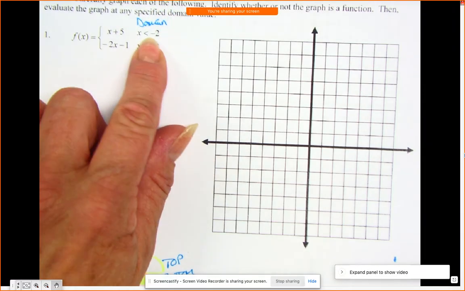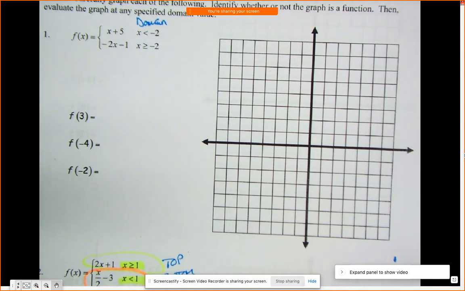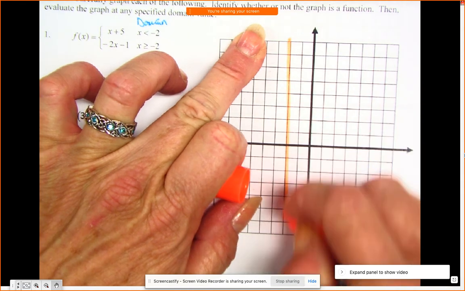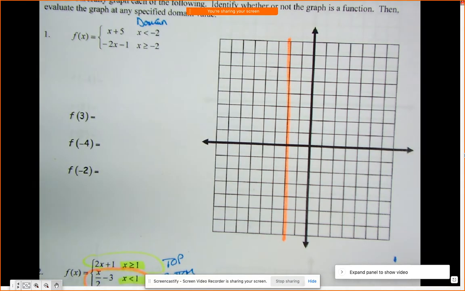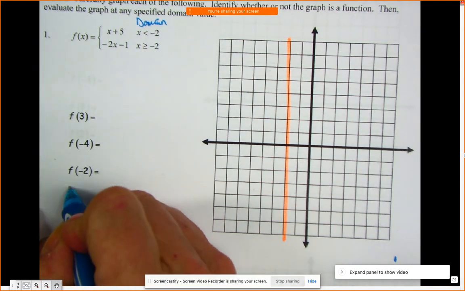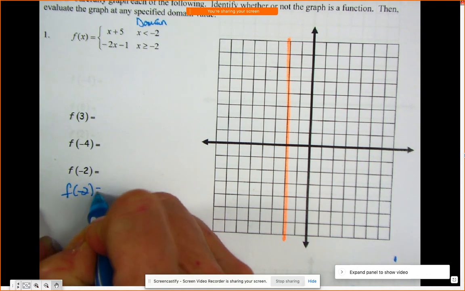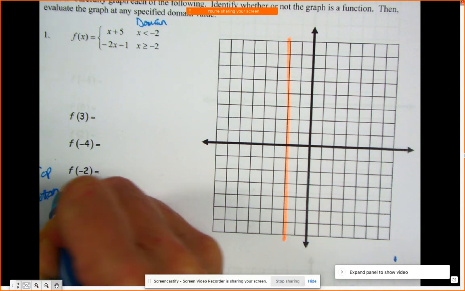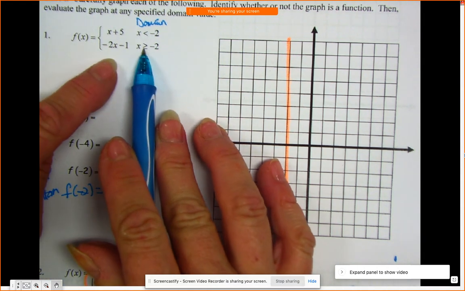So here it says -2. So I'm going to go over to -2 on my graph, and I'm going to highlight that. I know that that's my boundary line. I also know that I need to stick f of -2 into the top equation and the bottom one. And some of you guys are like, no, Miss Sweat, you only put it in the bottom one because the bottom one has the equal sign.